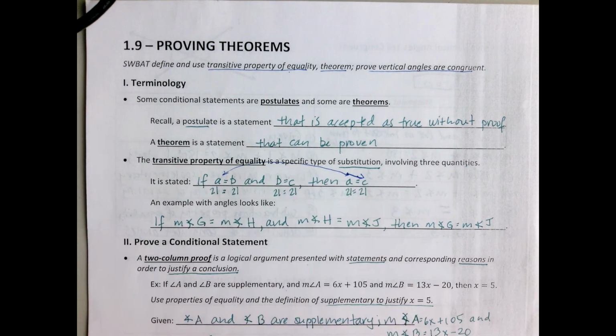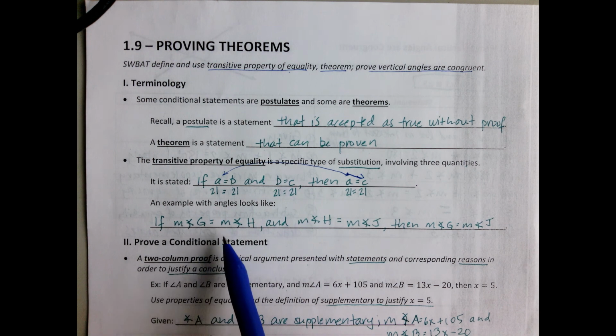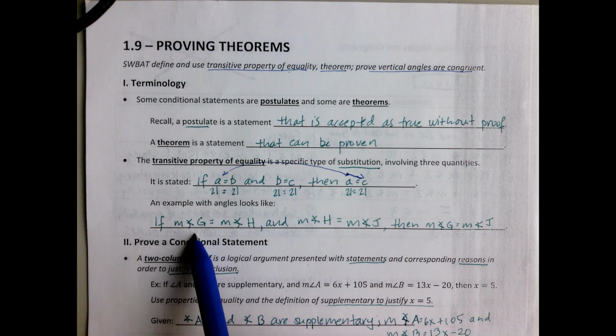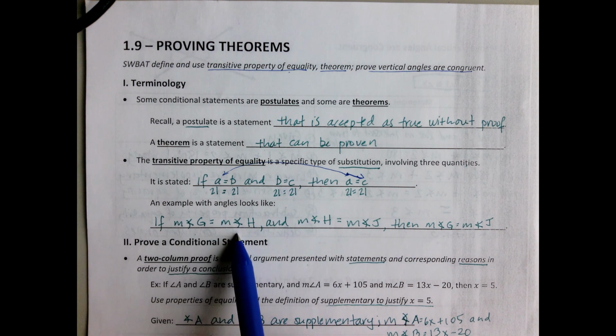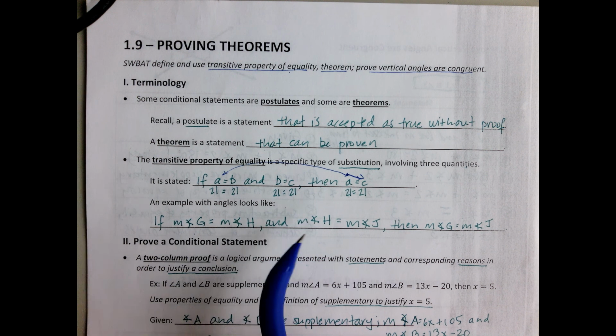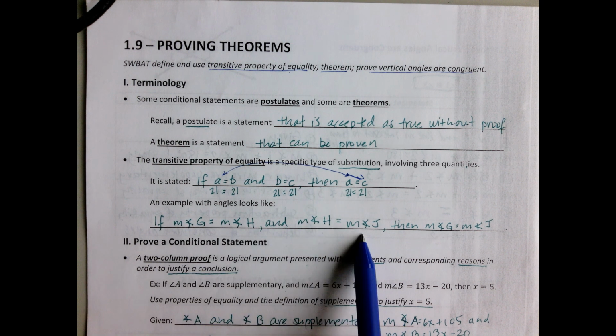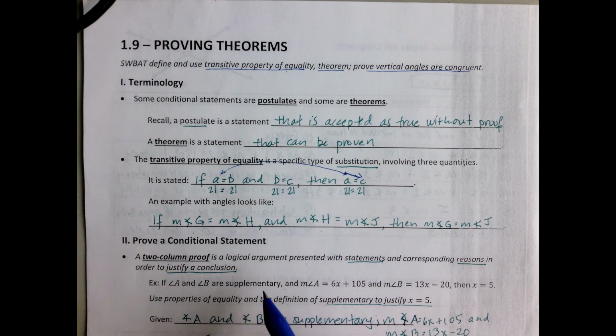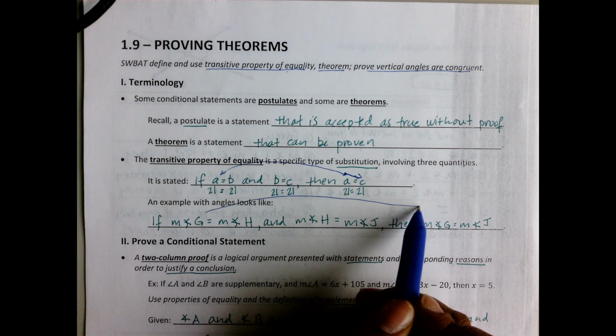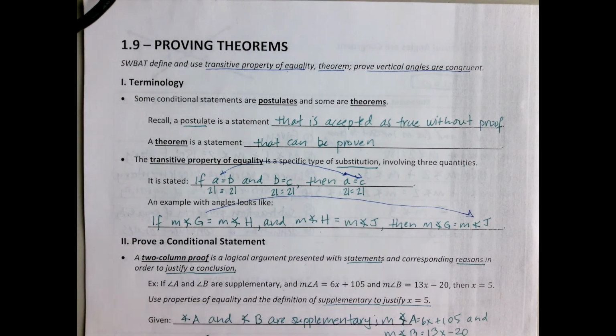An example with angles looks like this. If the measure of angle G is equal to the measure of angle H, and the measure of angle H is equal to the measure of angle J, then the measure of angle G is equal to the measure of angle J. But how do you prove a conditional statement?